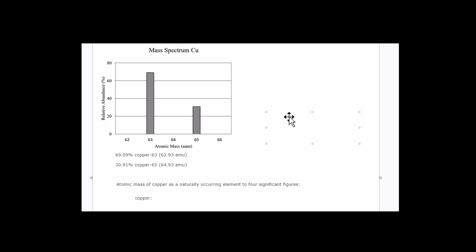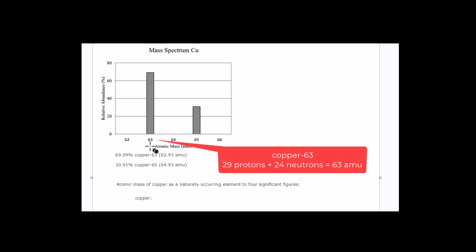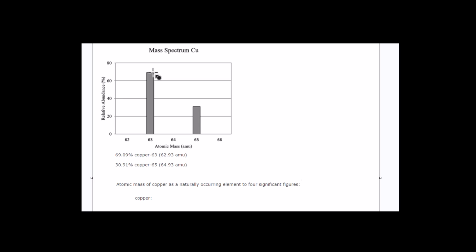But when you get to copper, even though every copper atom has 29 protons, some copper atoms only have 24 neutrons. Now, 29 and 24 add up to 53. This is the weight because protons and neutrons weigh about 1 AMU each. And here we've got a graph of it saying, oh, there's a whole bunch of copper 63, total weight of 63 AMUs roughly, the version that has 24 neutrons. But it's only about 70% of our sample of copper.